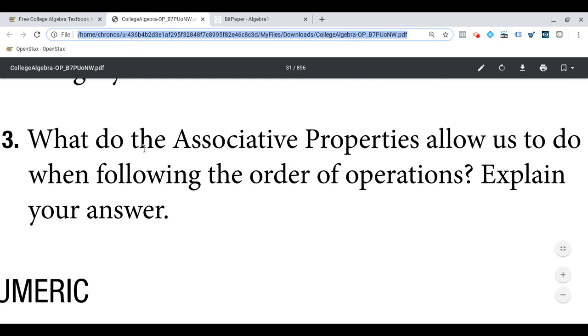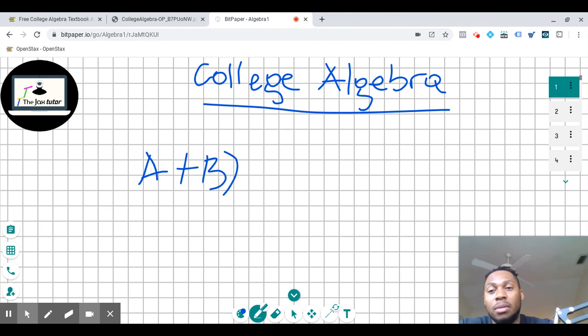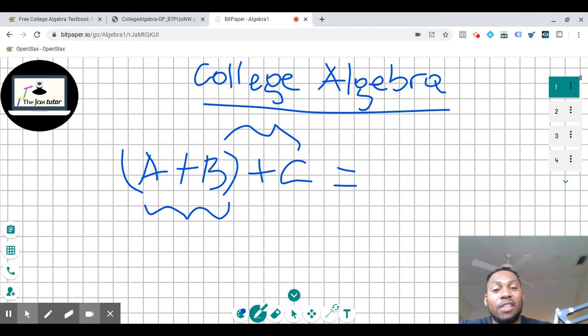Question 3 here says, what do the associative properties allow us to do when following the order of operations? Explain your answer. So first of all, let me show you what the associative property is. For addition, let's say you have (A plus B) plus C. It's also equal to A plus (B plus C). You can group the B and the C and leave the A by itself.